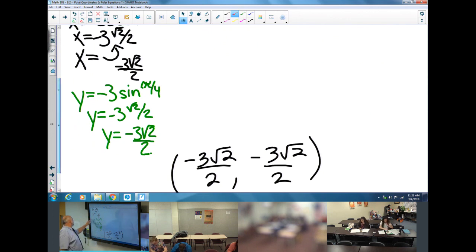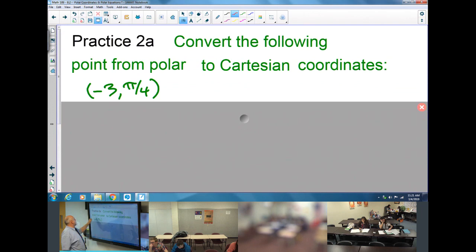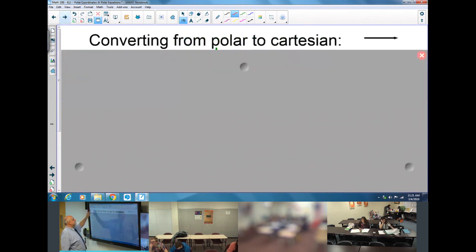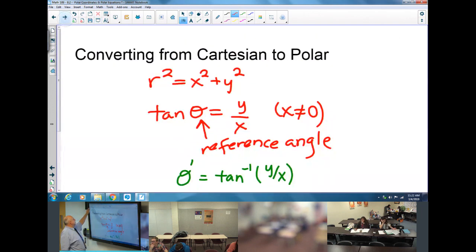All right, next. Converting Cartesian to polar. Okay. Now there's two equations. r squared equals x squared plus y squared.